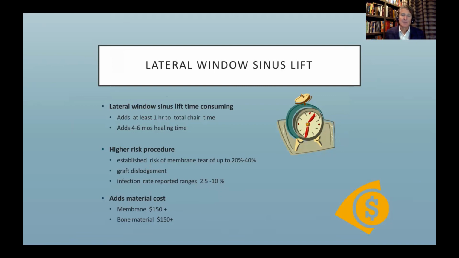So there's a risk of tear between 20 and 40%. There's risk of graft being dislodged, especially if that tear is unrecognized. And that infection rate, as you saw, ranges, but let's say that's 2.5% is probably your best case scenario, up to 10% or more, especially if you have cofactors like previous histories of infections. It also adds cost, a minimum $300 or $400 worth of material cost as well.